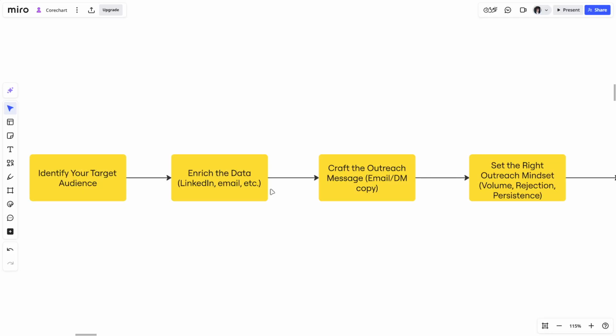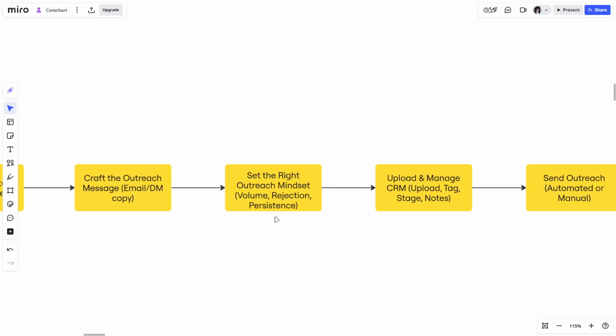Next, you need to enrich the data. Find all of the platforms and the modes of contact: email, LinkedIn, Twitter, Discord. Then we need to craft the outreach message. That's really important. We went over a module about that. Then we set the right outreach mindset. You need to understand that I'm going to send out a lot of messages. They're going to be very personalized. And I'm going to get rejected, but I need to keep going. That's just how it is.